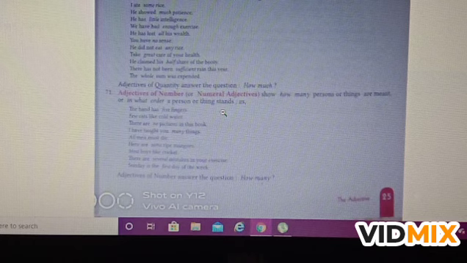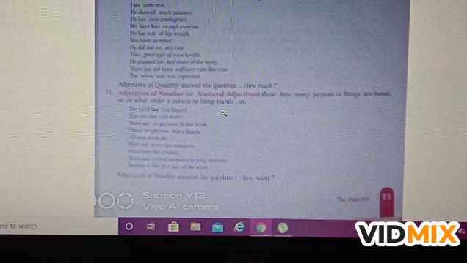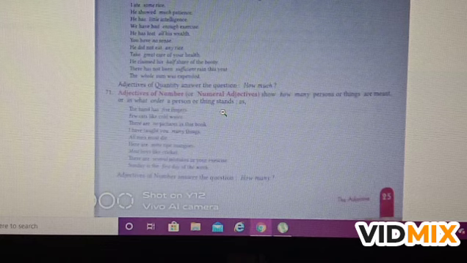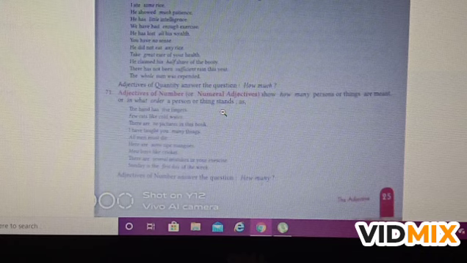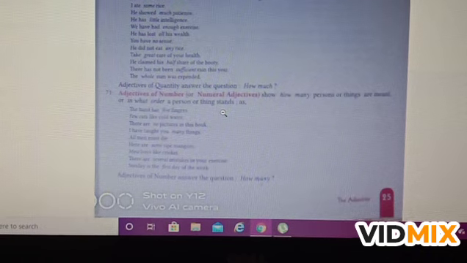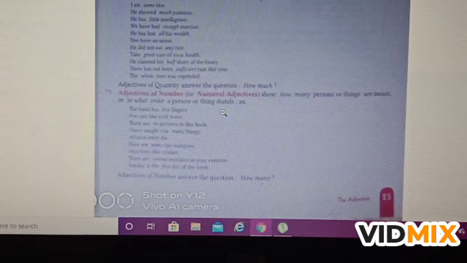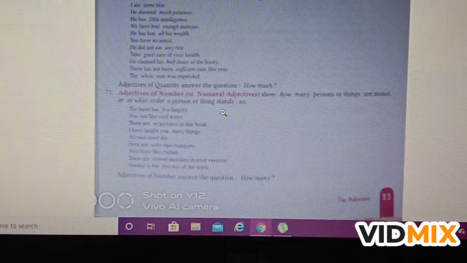Few cats like cold water. How many cats? Few cats. It shows the number of cats. There are no pictures in the book. How many pictures? No pictures. I have taught you many things. What type of things? Many things. So this shows how much, or you can say it is the further expanded part of quantity. It also shows quantity but in the numeral form. So these are adjectives of number.